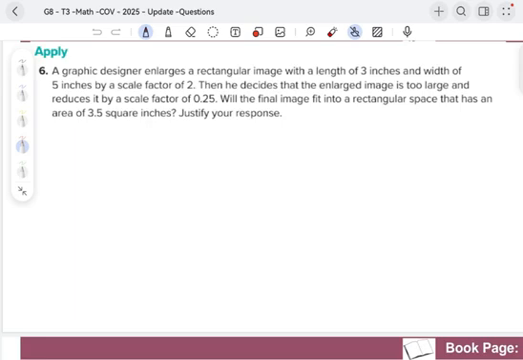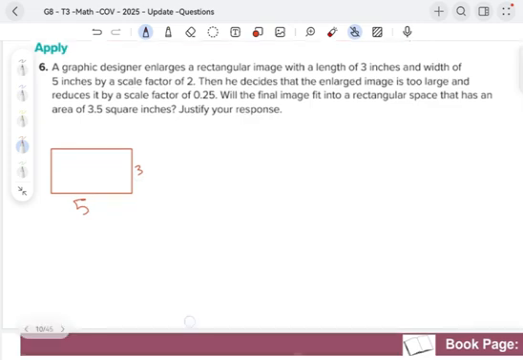Okay, now let's go for question number 6. A graphic designer enlarged a rectangular image with a length of 3 inches and a width of 5 inches. Let's graph. We have this picture with 5 inches and 3 inches. He wants to enlarge it by a scale factor of 2. He wants to make it bigger by a scale factor of 2. So the new dimensions will be 5 times 2 and 3 times 2. So the new dimensions are 10 by 6.